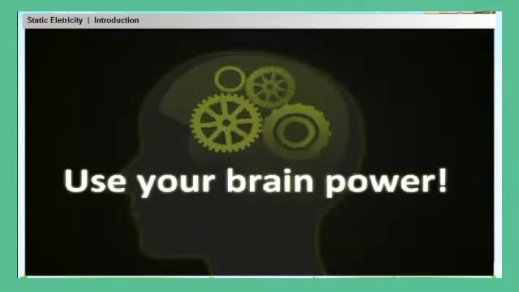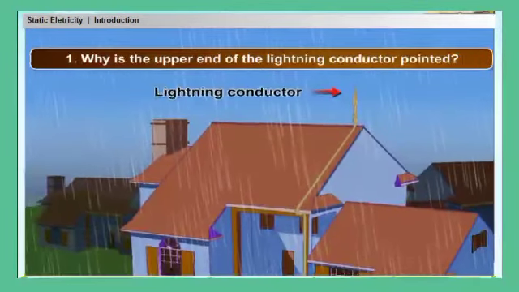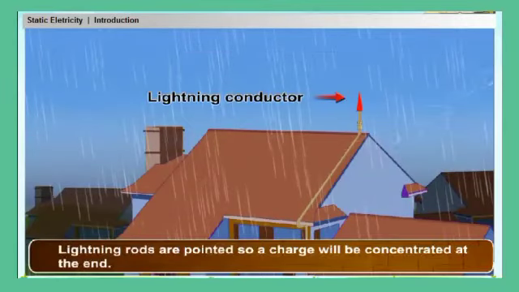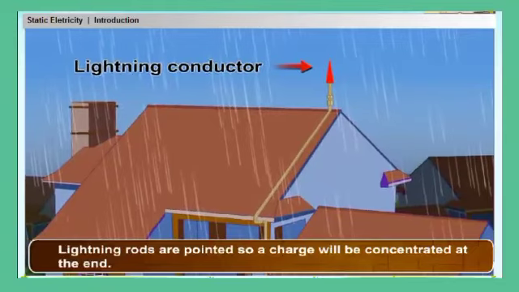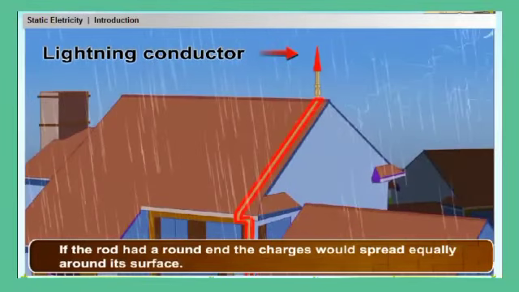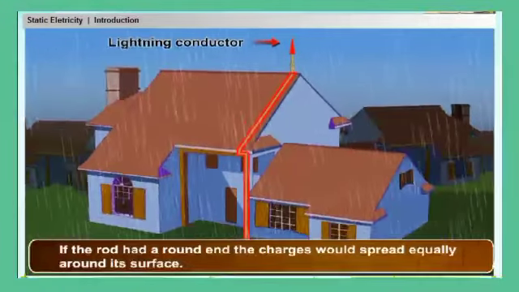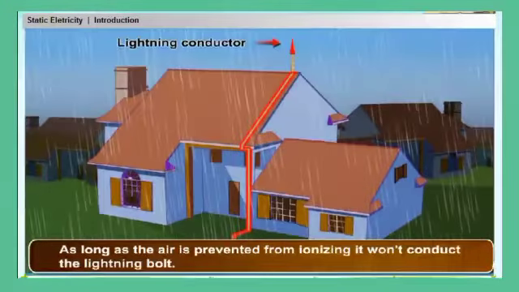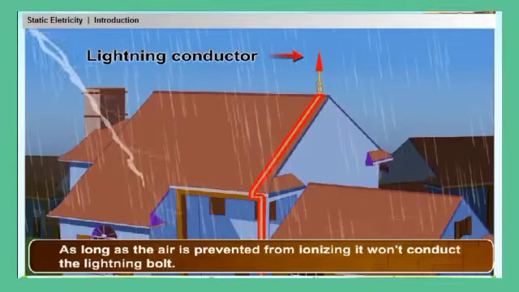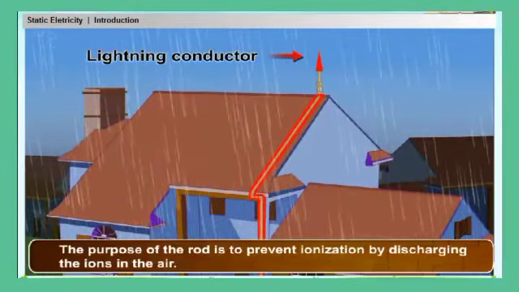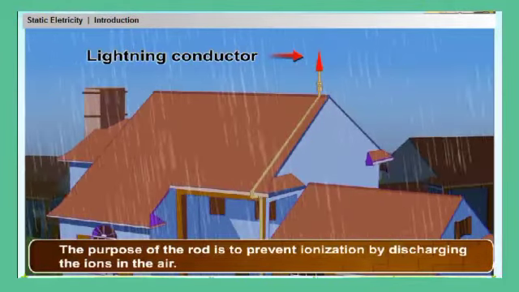Use your brain power. 1. Why is the upper end of the lightning conductor pointed? Lightning rods are pointed, so a charge will be concentrated at the end. If the rod had a round end, the charges would spread equally around its surface. As long as the air is prevented from ionizing, it won't conduct the lightning bolt. The purpose of the rod is to prevent ionization by discharging the ions in the air.